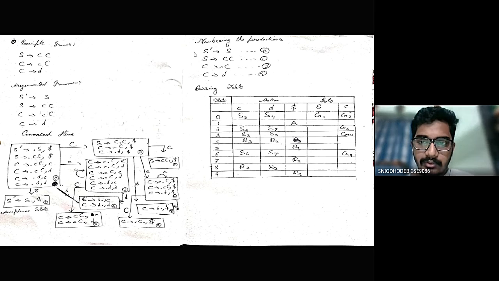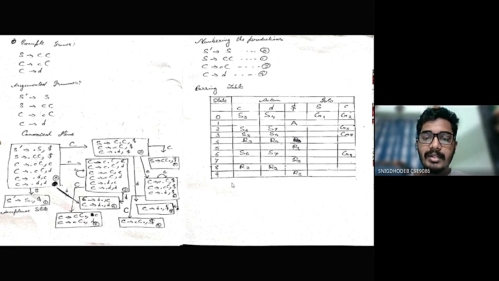After that, we'll be going on to number the productions or the rules. Here, I've also taken the augmented one. Here, S dash goes to S, which is the 0th one. S goes to CC, which is the 1. C goes to CC, which is 2. And this would be 3. I made a mistake and wrote it as 4. C goes to D, it's going to be the 3.